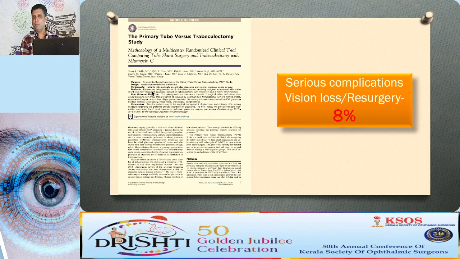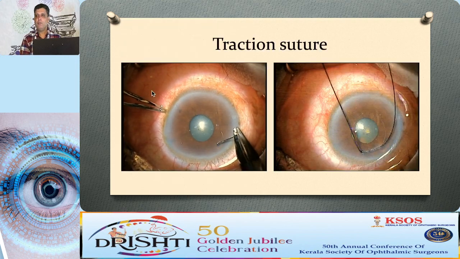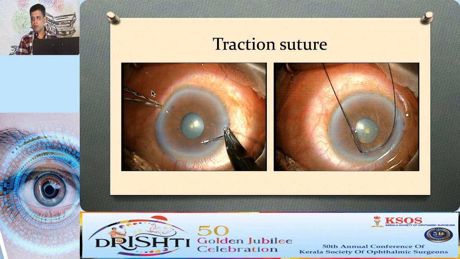But even in the best hands, as you can see from the primary TVT study, there are serious complications including vision loss and resurgery in about 8% of patients. So these are in some of the best hands. Unless you perform the basics right, you should try to minimize the complications in your TRAB. So the first step is to get a good exposure of the area of dissection.